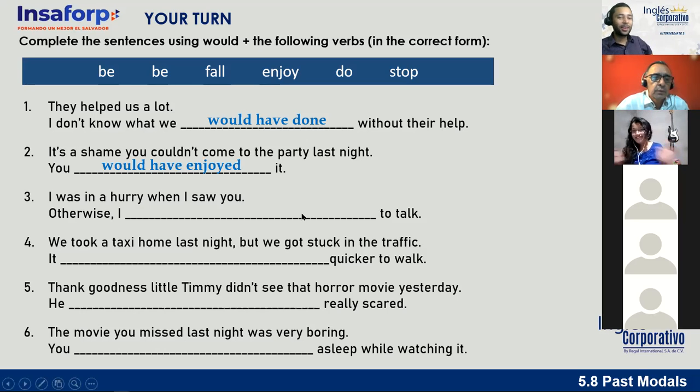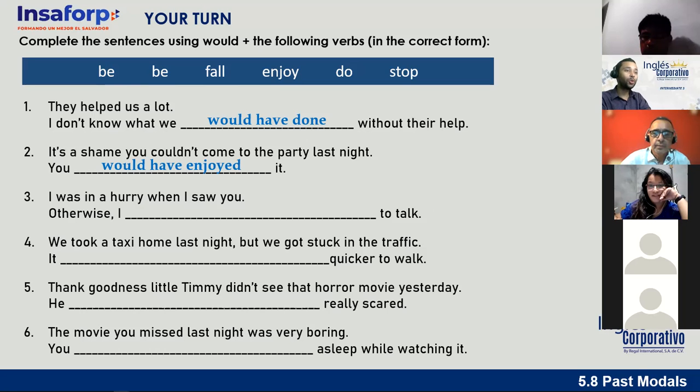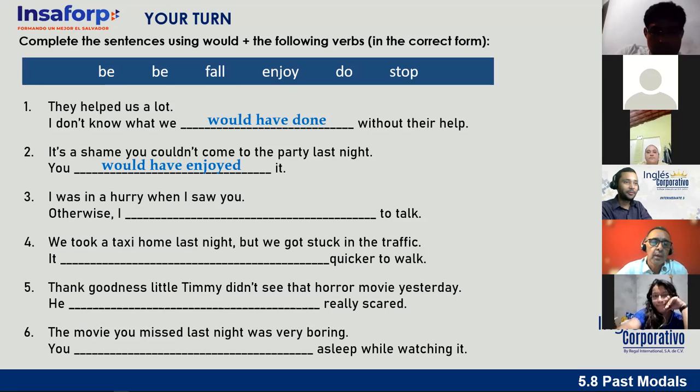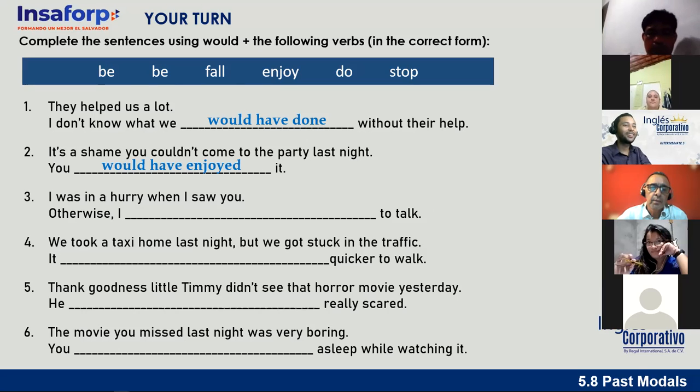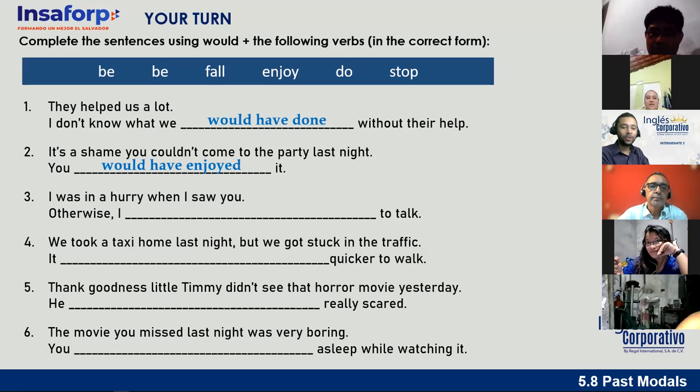Very good. What about number three? I was in a hurry when I saw you. Deprisa cuando te vi. Otherwise, de lo contrario, o de otra manera, what do you have right there? Luis Enriquez. Okay. So, Luis? I should have stopped to talk. I should or I would? I would. I would have stopped to talk. Okay, otherwise, it's okay, don't worry.